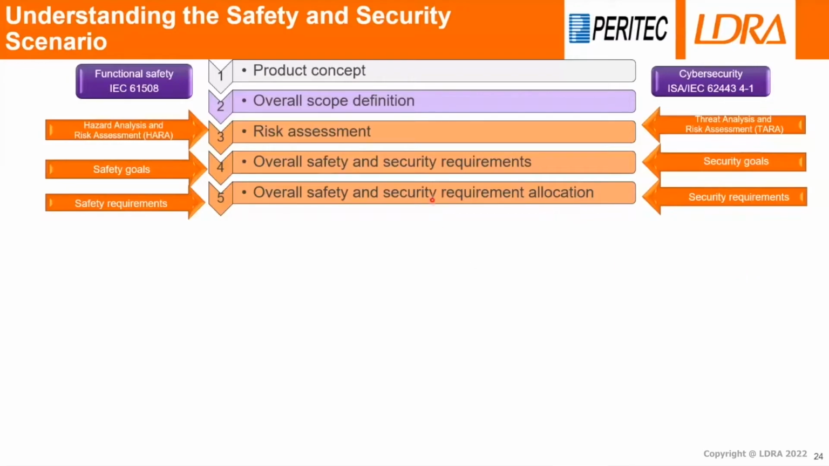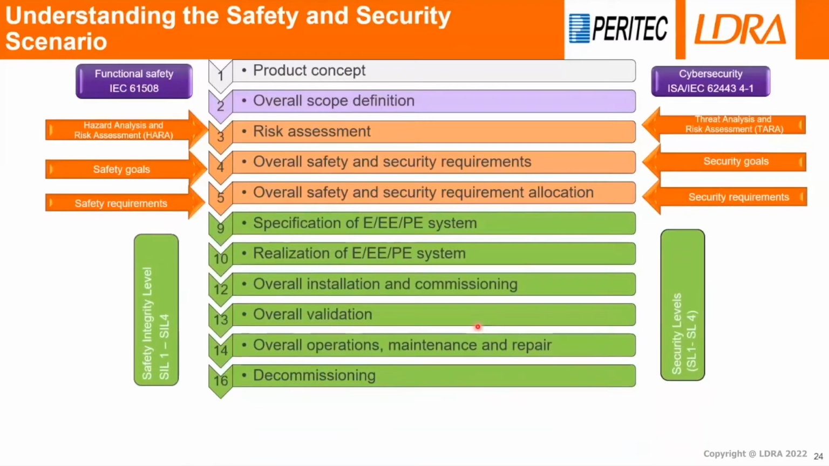Now, going to the detail of the product development from a system concept to the software lifecycle concept. So you can see that we will be specifying the requirements in detail, and we will be realizing it, which consists of the V models which we have seen as an example. And once the product is realized and it is complying with the safety requirements and security requirements, we will have the installation and commissioning, the overall safety and security validation, and the overall operations, maintenance and repair related activity. And finally, the decommissioning activity needs to be planned.